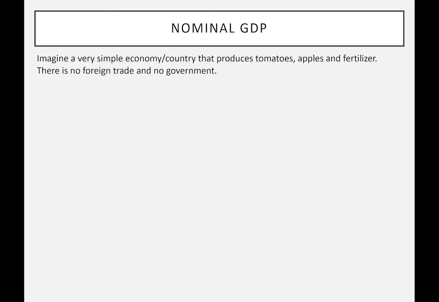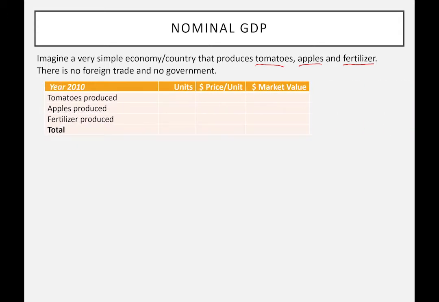So we've got a very, very simple economy, or simple country, that only produces tomatoes, apples, and fertilizer. Only three goods. There's no foreign trade, there's no tourists coming, and there's no government in this little simple example I've got. So let's say we've got the year 2010, and we've got the tomatoes sector, the apple industry, and the fertilizer industry, and let's say they produce 20 kilograms of tomatoes.